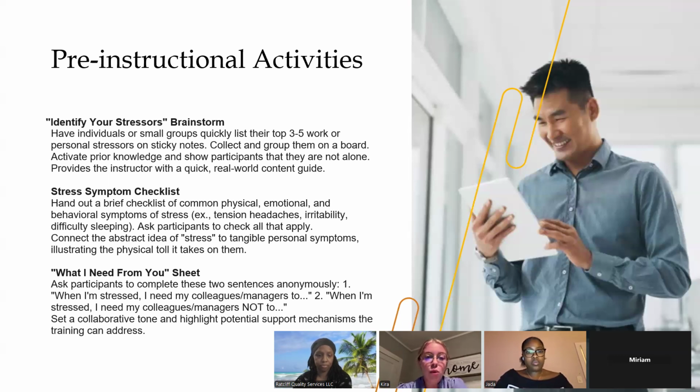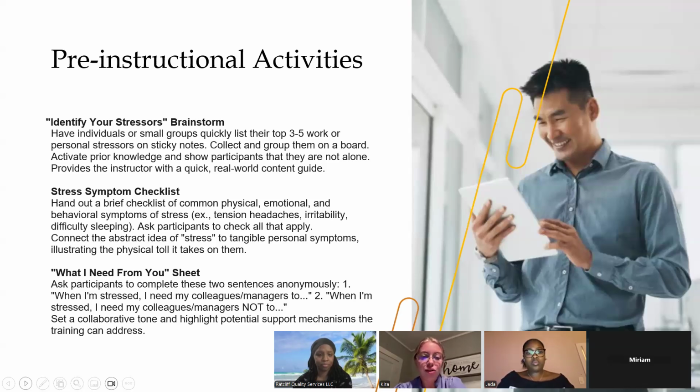Lastly, what I need from you sheet. Sometimes it's kind of hard to express what you need from your coworkers or your boss. So getting everybody in the room and finding a common denominator really helps.